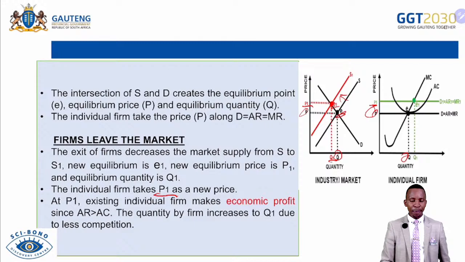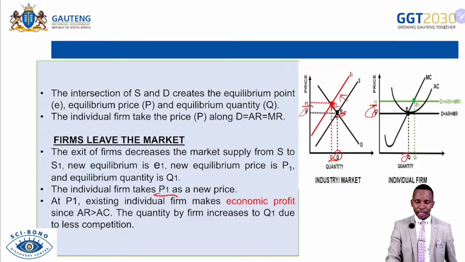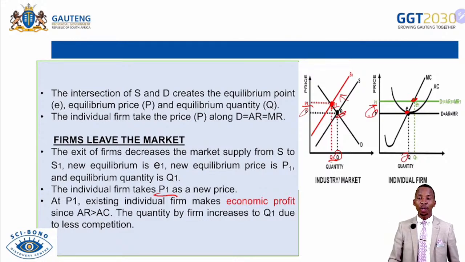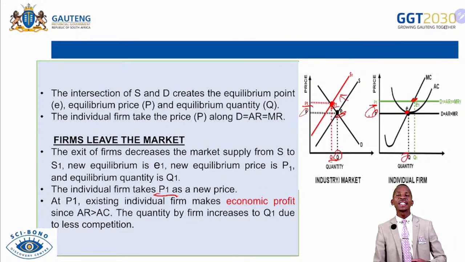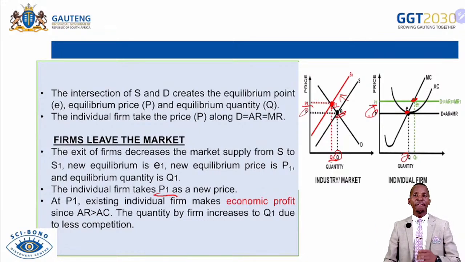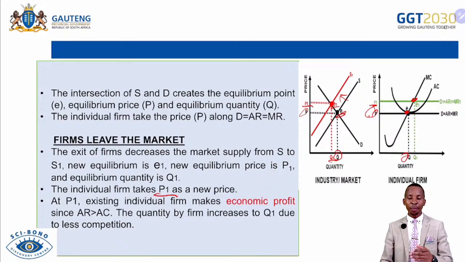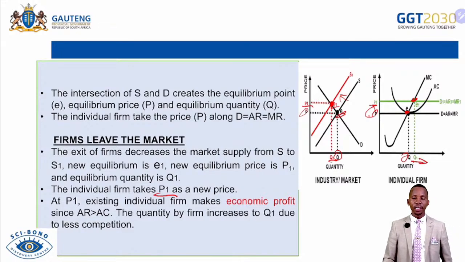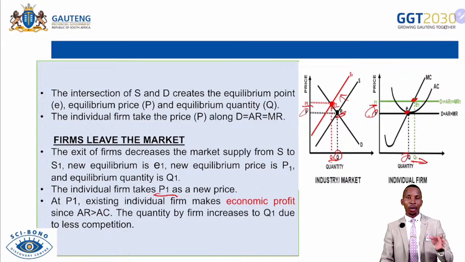And then at P1, the existing individual firm makes economic profit since AR is above AC. Look at AC. AC is down there at P, but AR is above. So AR remains greater than AC, then the firm enjoys supernormal profit because it is no longer facing high competition as before, because other firms have left the market. They have exited the market, which has given this firm an opportunity to make supernormal profit because it is now producing more output than before. Then this is the long run equilibrium.